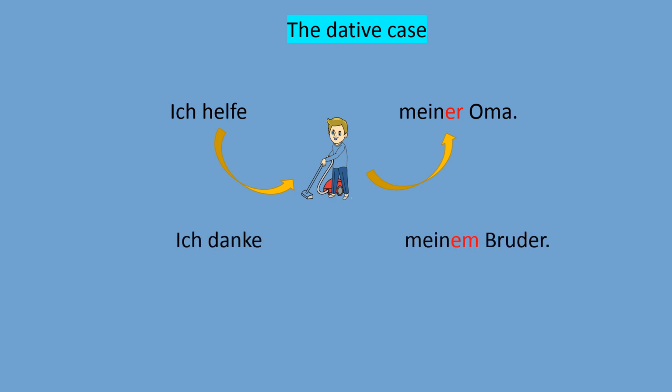The same with the verb "danken," to thank. "Ich danke meinem Bruder." I thank my brother. So again, the verb to thank in English takes a direct object, but in the German language it takes the indirect object, the dative case, because what I'm actually doing is giving my thanks to somebody. So I practically say thank you very much to somebody. So as you see, we still use the indirect object in this case.